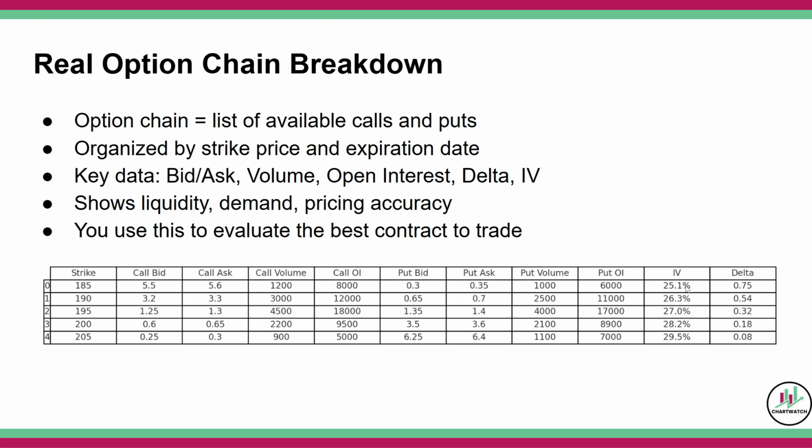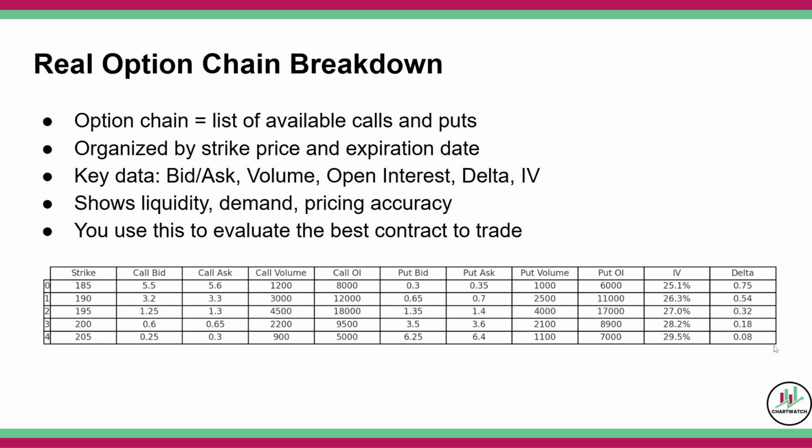Obviously, we have the very important implied volatility. We've talked about this already, but I'm going to mention it again. It tells you the market's expectation of future movement. A higher implied volatility, higher IV, means a higher option price, but it also means more risk is priced in. And you already know that implied volatility crush can hit right after earnings, right?